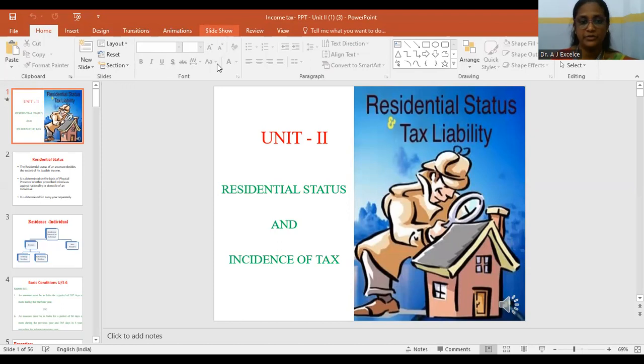Hi all. Today we are going to see about unit 2, that is residential status and tax liability. In this unit, first we'll be seeing about how the residential status is calculated, and based on the residential status, how the incidence of tax occurs. All those things we are going to see in detail.